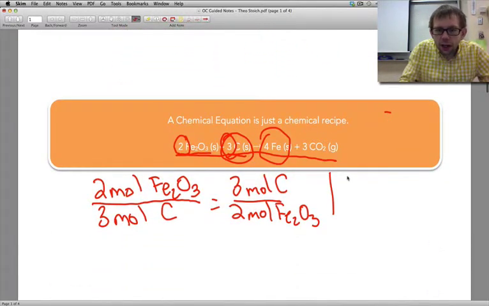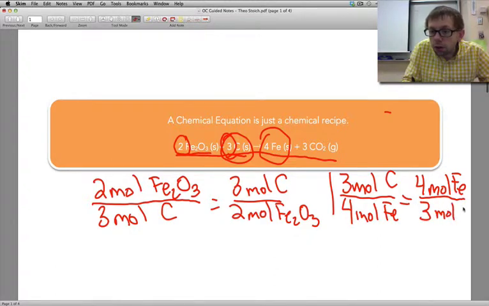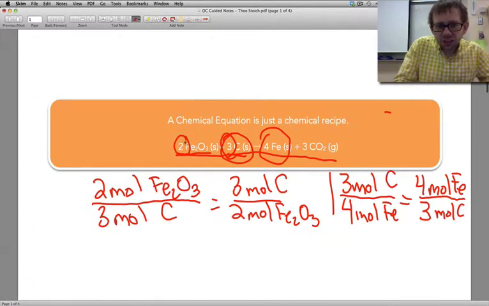So here we can go. I can say for every 3 moles of carbon, that will make 4 moles of iron. And again, just like any ratio, I could have reversed the way I said that. For every 4 moles of iron that I want to make, you could just say it a little differently, this will require 3 moles of carbon. Same thing.